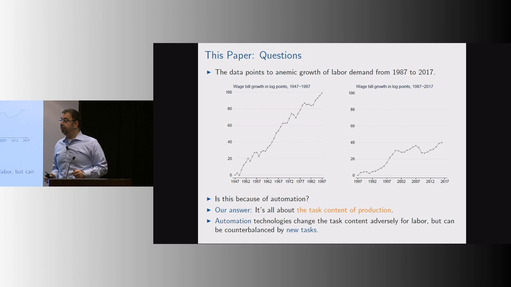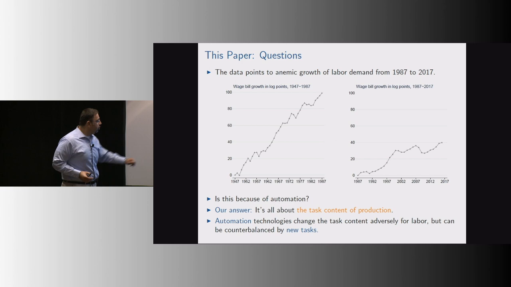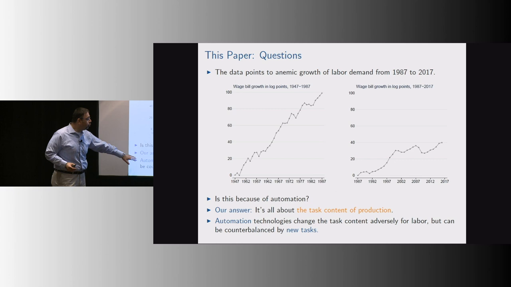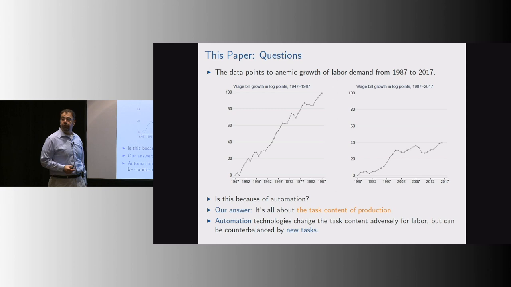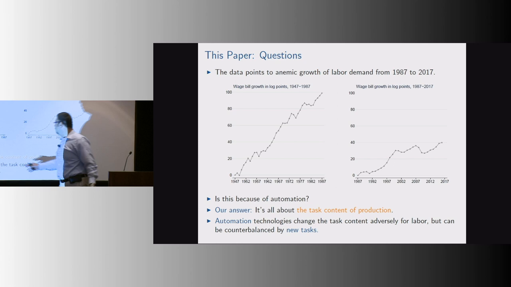Some people think that automation is just another type of technology. It's not going to be any different this time. As productivity picks up, employment and wages are going to pick up also, or perhaps it's going to be even better. So our answer is that one has to distinguish between different types of technologies and what they do. Automation technologies, because they change the task content of production adversely for labor, actually reduce labor demand in a well-defined way, or at least reduce labor demand relative to productivity, while other technologies might be counterbalancing that.